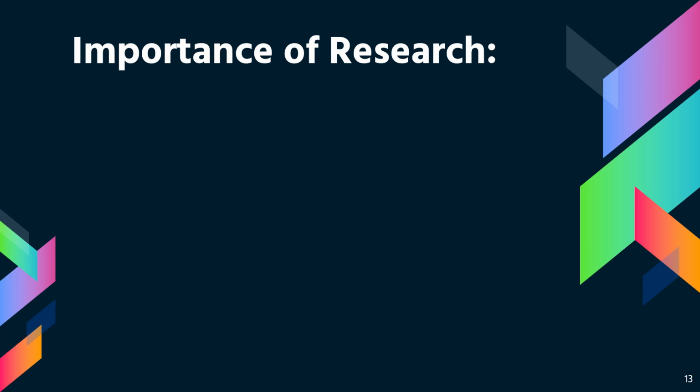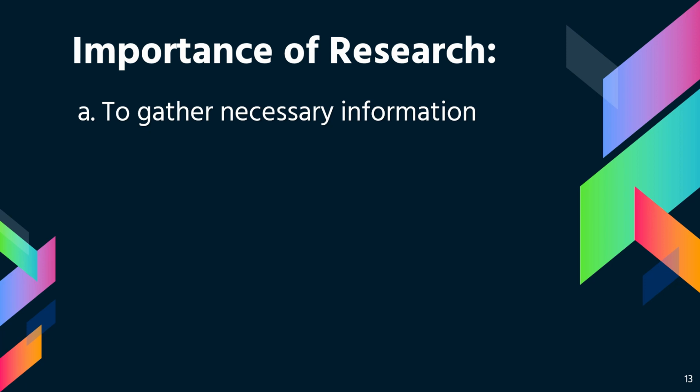Research can be found in different fields, in areas of interest and concern. It is undertaken because of the importance it has and what it does for individuals and the society. Listed below are the seven importance of research. First, to gather necessary information. The information gathered could help in the outcome of the research project.